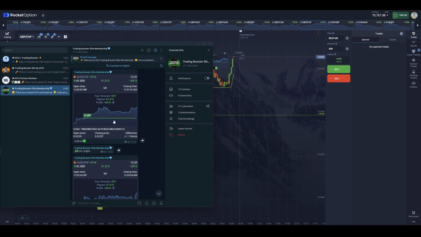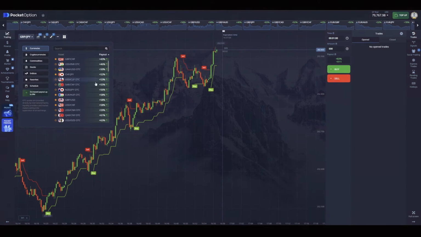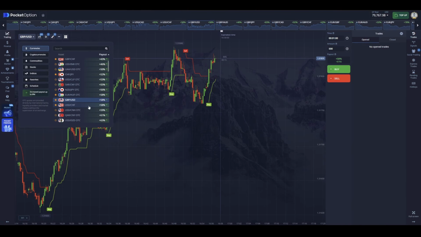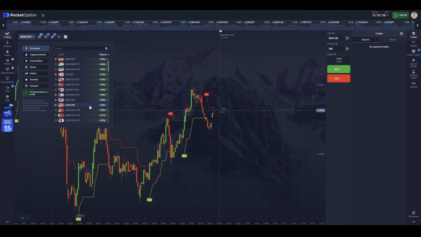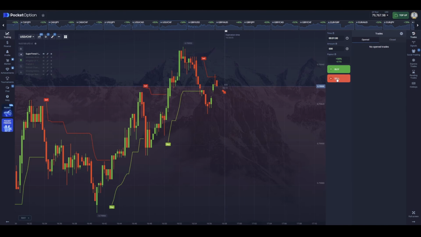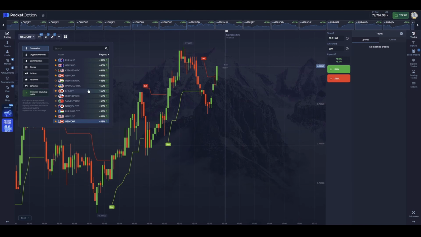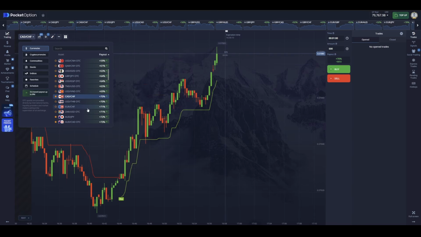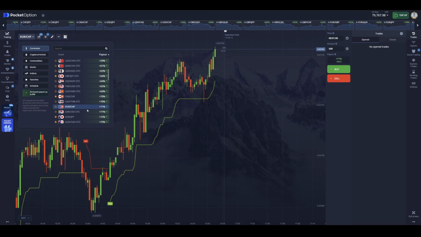Now, let's try to pick a currency pair with maybe an average payout. Look, we have US dollar to Swiss franc, which is pretty tough. Analysis here will be challenging. Let's see, maybe with a 70% payout. Here, the price is just going up, so we don't have any entry points. It's pretty hard to analyze.